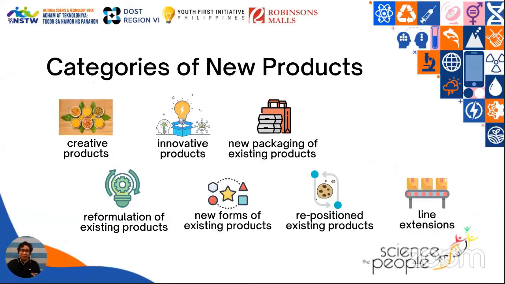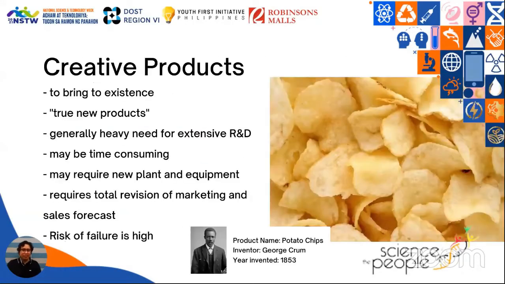Okay. But for us to understand more about what makes a product new, it is ideal that we also learn the different categories of new products. So here in this example, we have 7. So we have creative products, innovative products, new packaging of existing products, reformulated products, new forms and repositioned products, and line extensions. So we'll go through them one by one.